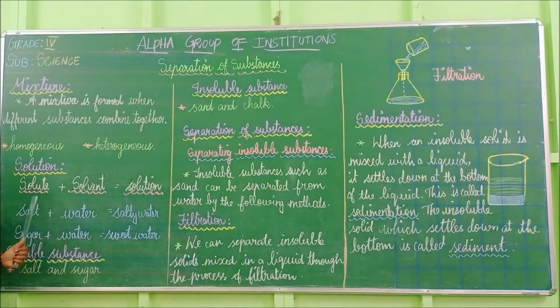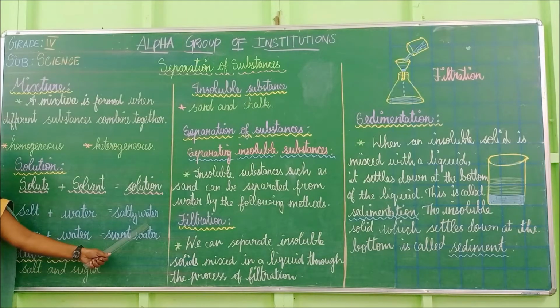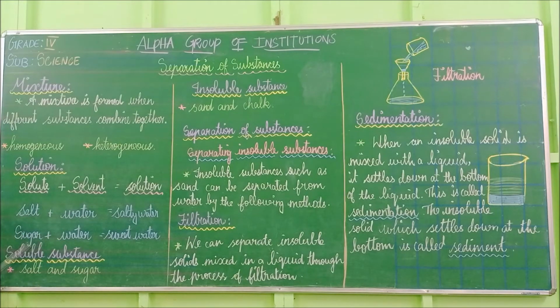So here are the examples for solutions. Salt is the solute, the solvent is water. When they are combined, your salty water is your solution. Next example, sugar plus water will give you sweet water, which is the solution. Is it clear, children? This example is given for you in your book.